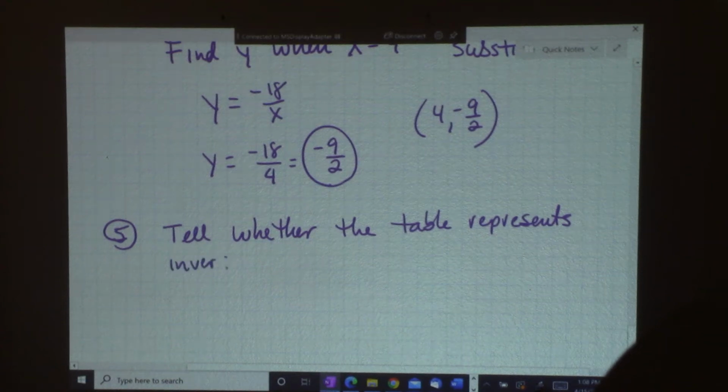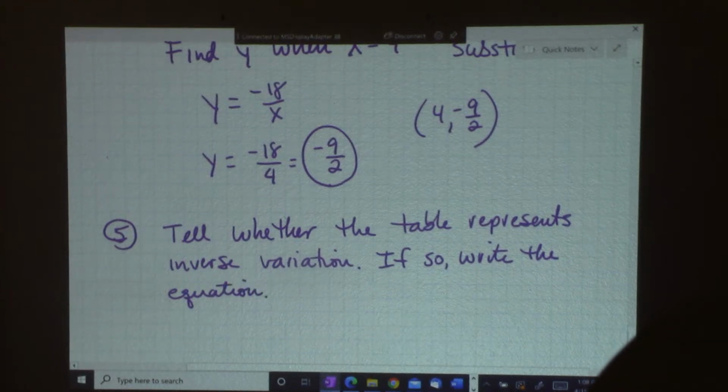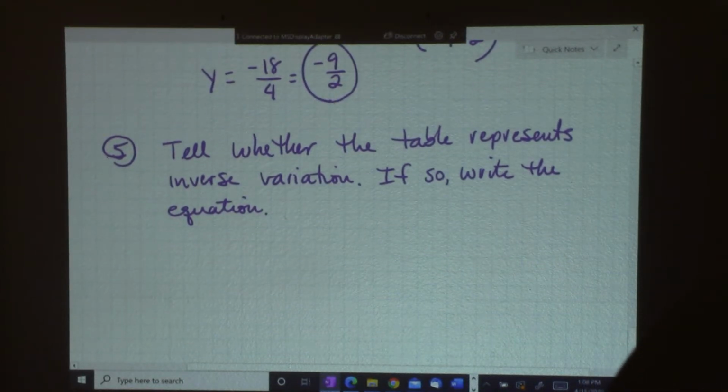Inverse variation? No, they didn't. And if so, write the equation. Yeah, they're $1,800 and it's like $1,000. Okay, so here's my table.